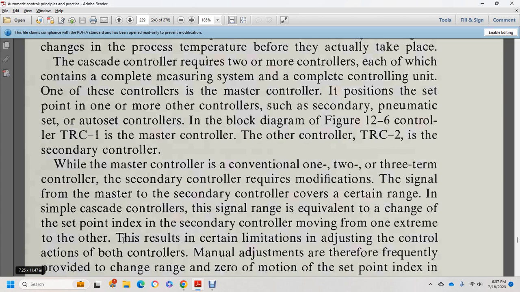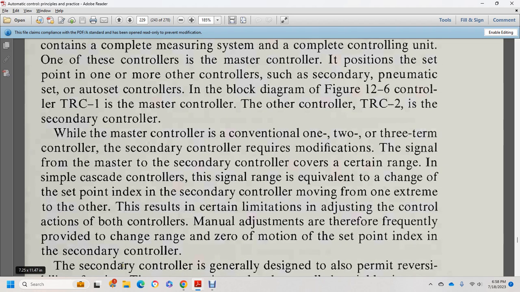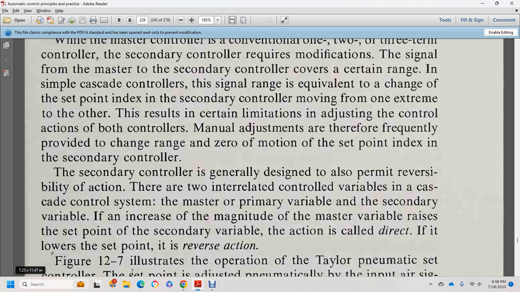eventually 1 or 2 of the 3 terms of the control of the second controller require modification. With the master and the secondary control of the converters, a certain range of the simple cascade control of the single range of the equivalent extreme of the set point index, the secondary controller moves with the one extreme of the other, resulting in the limitation adjusting the control of the action of both controls. The manual adjustment therefore frequently provides the change of the rate agent of the zero motion of the set point into the secondary controller.